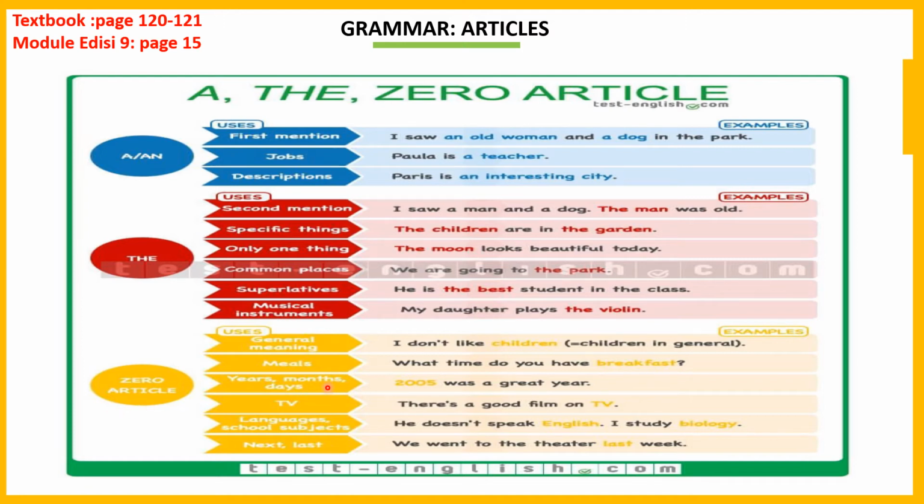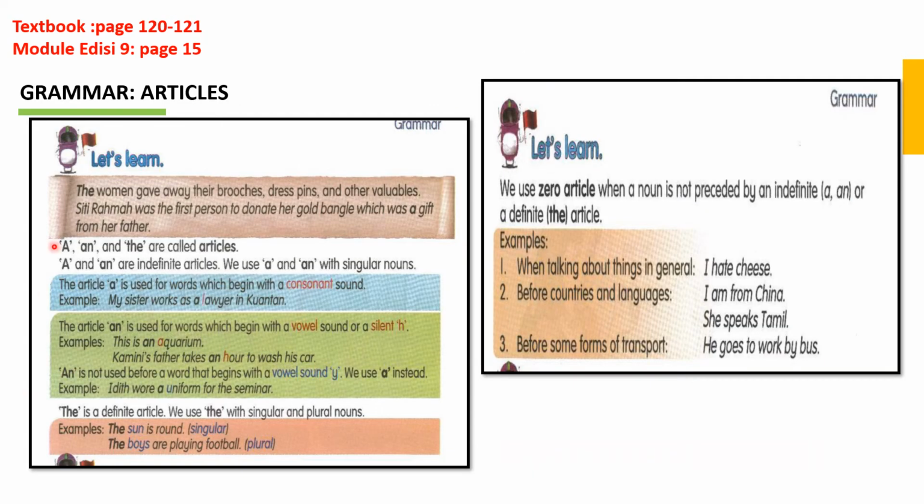For years, months, and days also, no need to put article a, an, or the. TV, there's a good film on TV. For languages and school subjects, we use zero article as well. He doesn't speak English. I study biology. We cannot say I study a biology or I study the biology. That is wrong. And then for the word next or last, we went to the theater last week, so we use zero article.